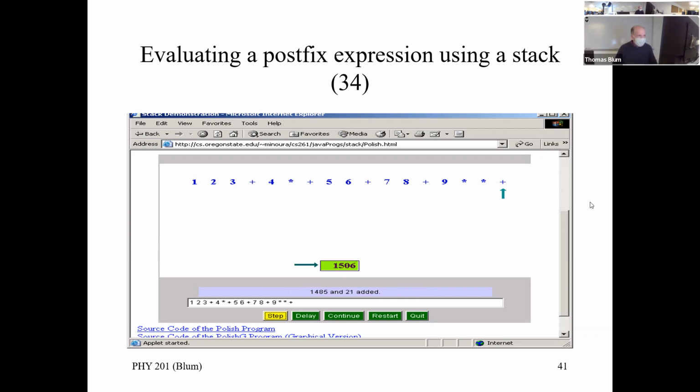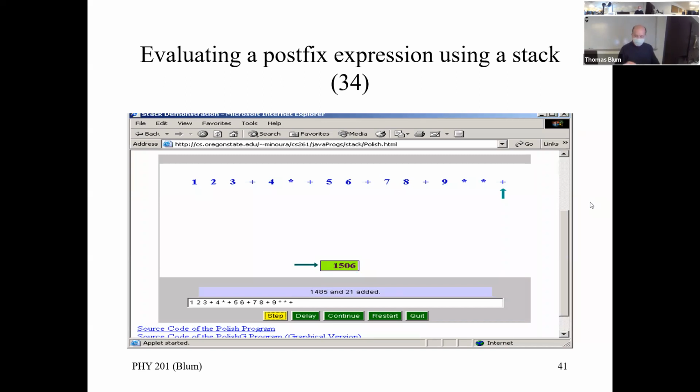Now you see that in postfix, there are no parentheses. If you're not ready to perform an operation, the data just gets put onto the stack. It's just that the operator is going to occur later.